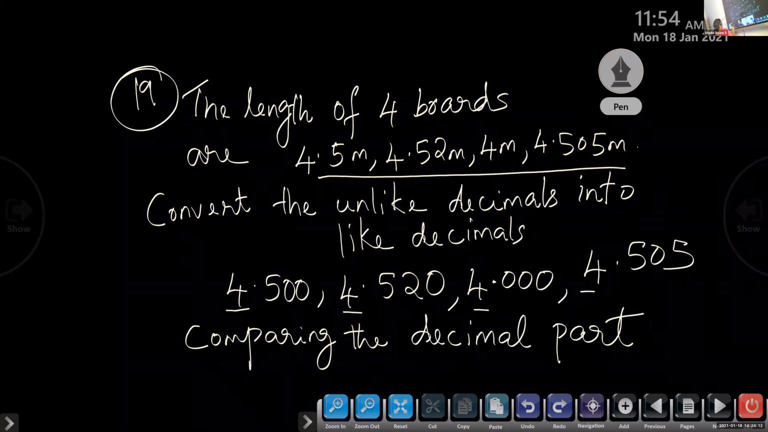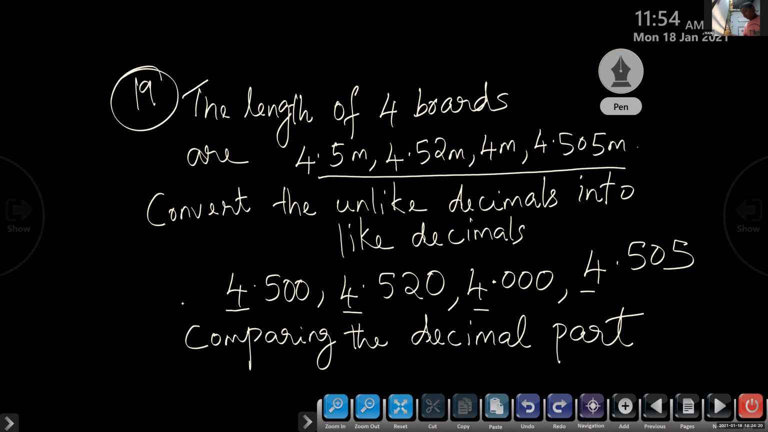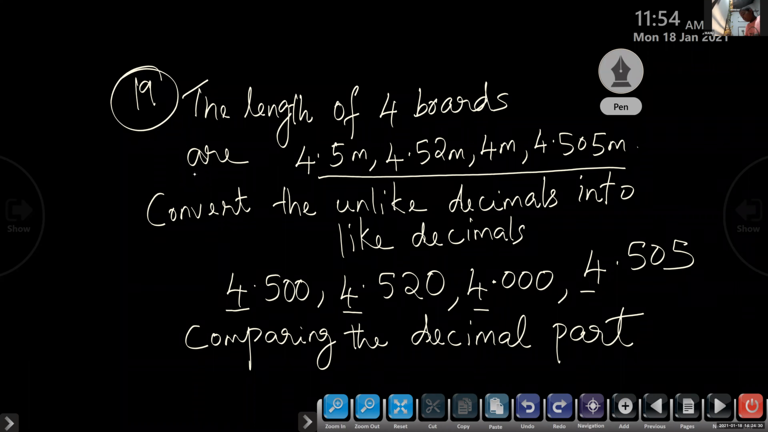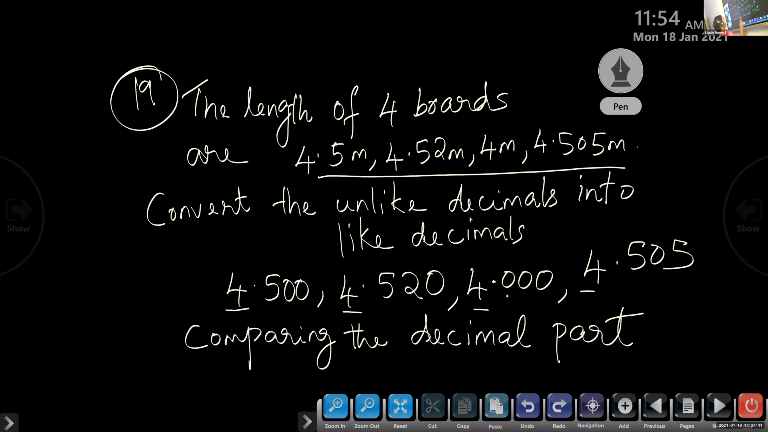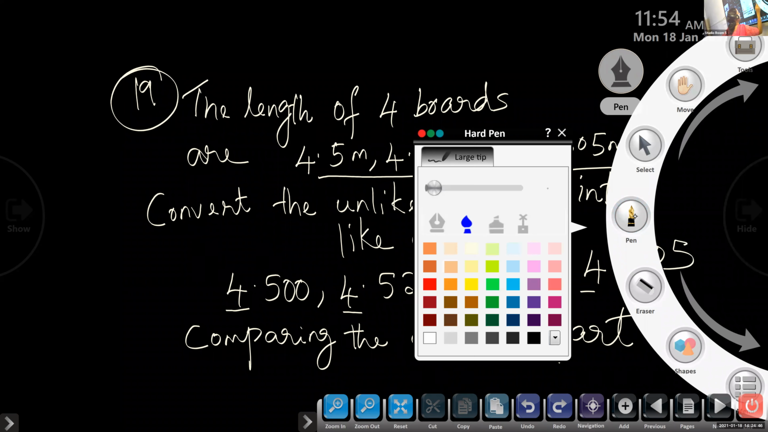Okay, Manu, can you arrange this? Yes, ma'am. Comparing the decimal part. Can you say this in descending order? The first, you have to tell me. 4.505. That is the biggest one. Ma'am, compare first 10th place. So which is the smallest, here this is 0. So that is the smallest one. Yes, ma'am. Then comparing the 100th place.